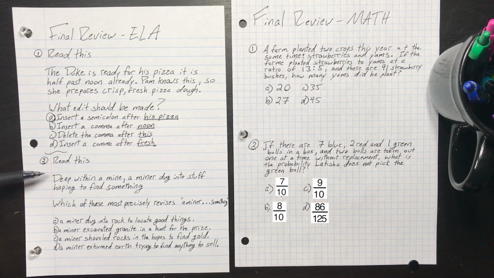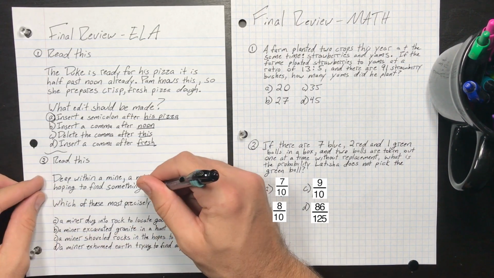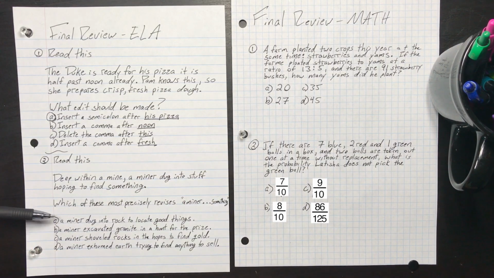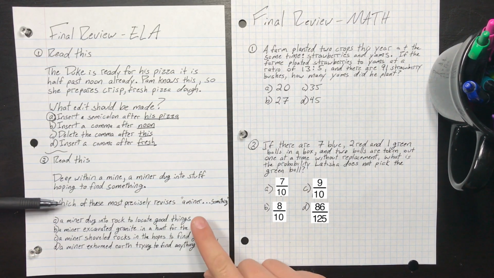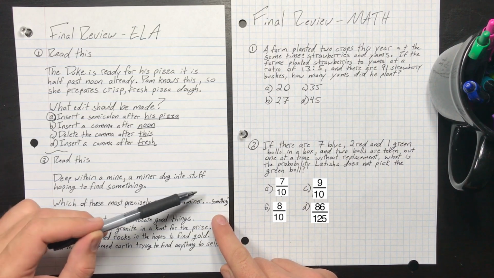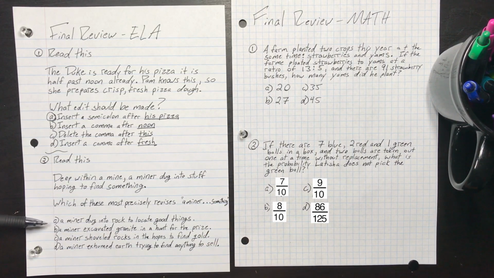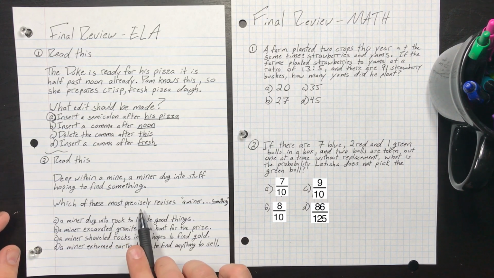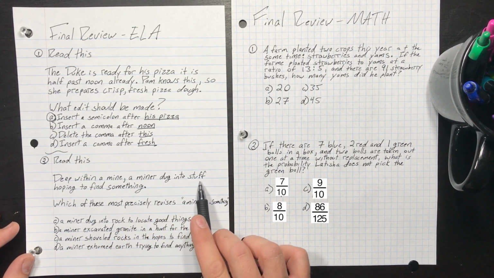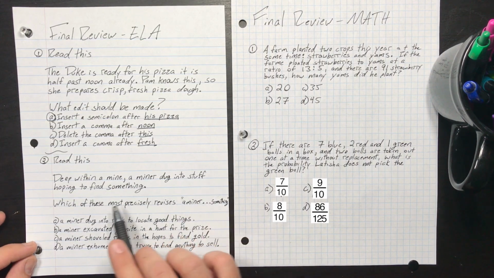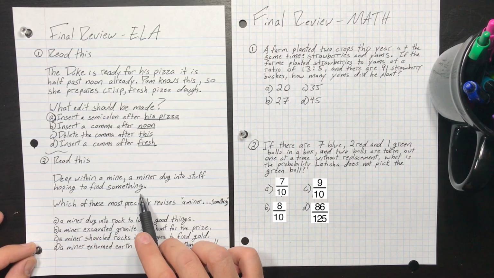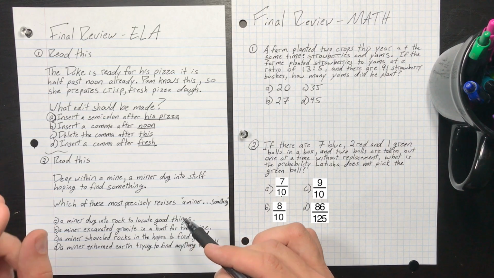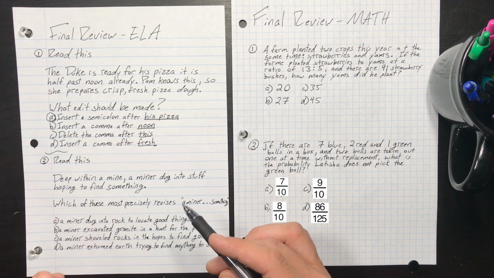Cool. Number 2. Read this. Deep within, a miner dug into stuff hoping to find something. Period. Which of these most precisely revises a miner all the way to something? So a miner dug into stuff hoping to find something. A miner dug into rock. Well, actually, just looking at this preciseness, right? A miner dug into stuff, not precise. Hoping to find something, not precise. So we need to find something that clarifies both, not just one, but both.